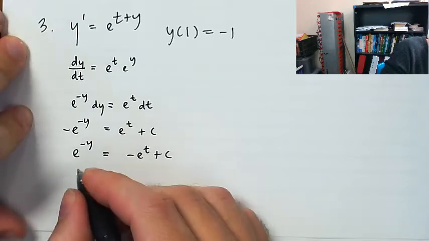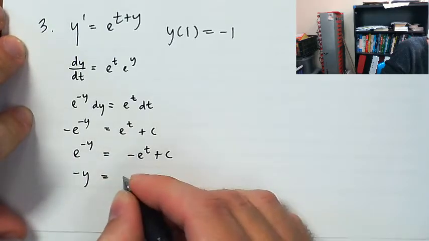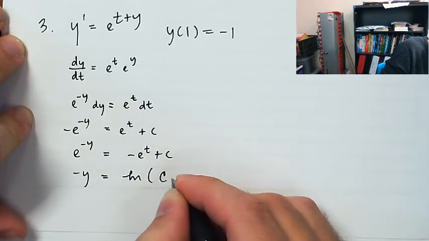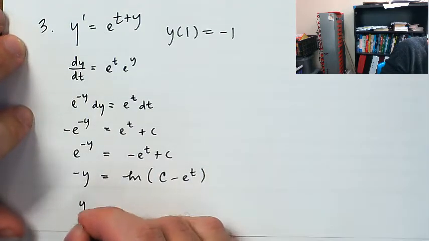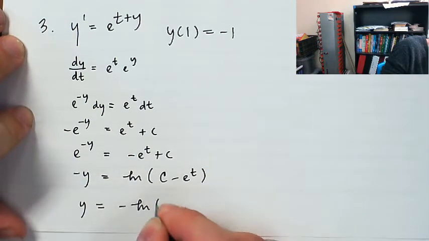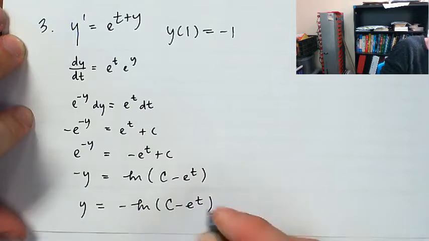Then I'll take the log of both sides, and I'll say negative y is equal to the log of c minus e to the t. And then I could get rid of this negative by saying y is equal to the negative log of c minus e to the t.